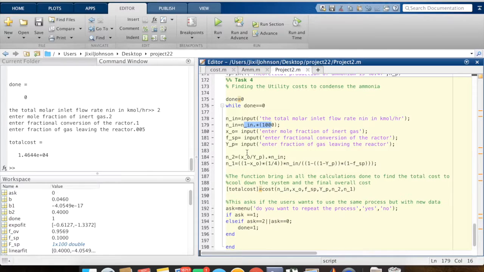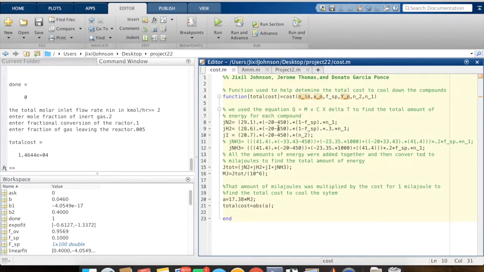And just as in task 1, you have to calculate N2 and N1 using the chart. And we created a cost function to calculate the total amount to condense the ammonia. If you go to the cost function, we're calling the function and we're calculating the number of moles for every single one of the N2, H2 and I, and NH3 total.